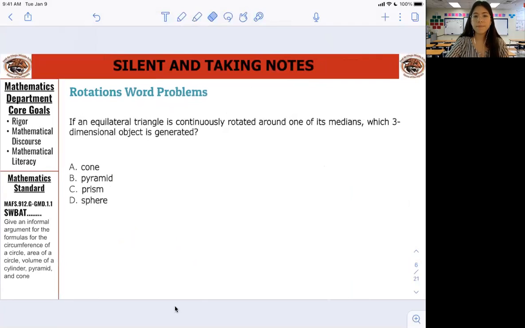Let's try another one. An equilateral triangle is continuously rotated around one of its medians. We'll talk about that in a moment, but I want you guys to try it first. Try to visualize it, because this is a different situation than the first one that we did. So read it carefully. Try to visualize it. You can draw it out if that helps you. Go ahead.